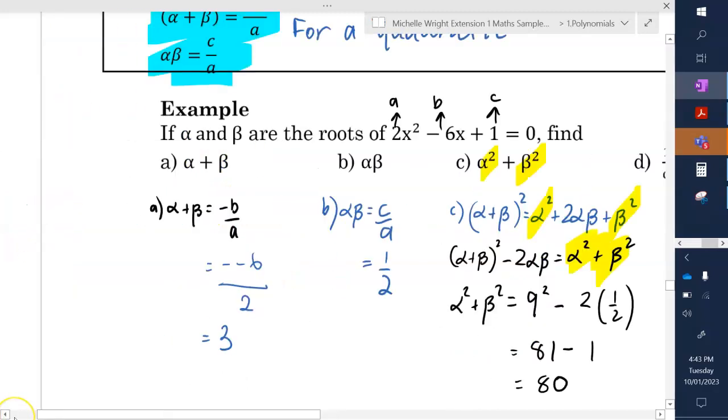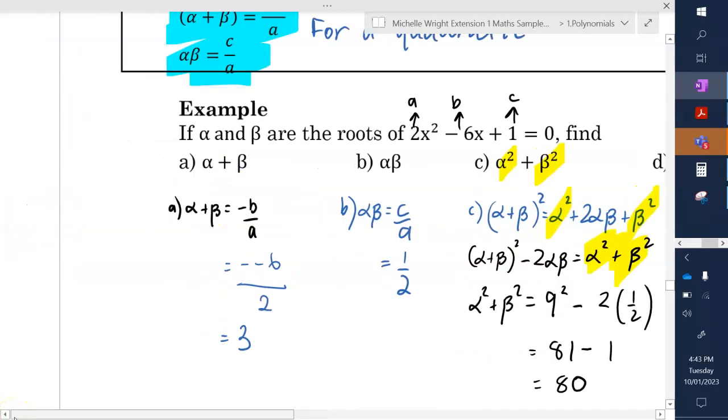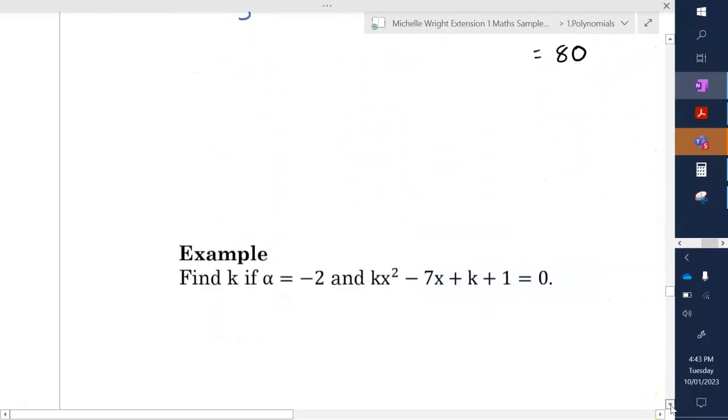So we could then use that information to find what alpha and beta are. It hasn't asked us to, but you could also find alpha and beta using the quadratic formula or factorising from our Year 11 work as well. So that would be another familiar way to do it. Okay, let's go down a little bit further down here.